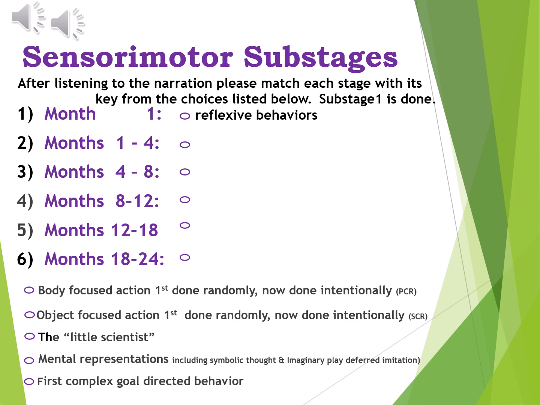Months 4 to 8, secondary circular reactions, very similar, but now it's object oriented. So something interesting happens with an object. You knock a ball with things in it and it makes a nice rattling noise, and it's accident, accident, accident. And when you do it intentionally and the ball makes that enticing noise, that's now a secondary circular reaction.